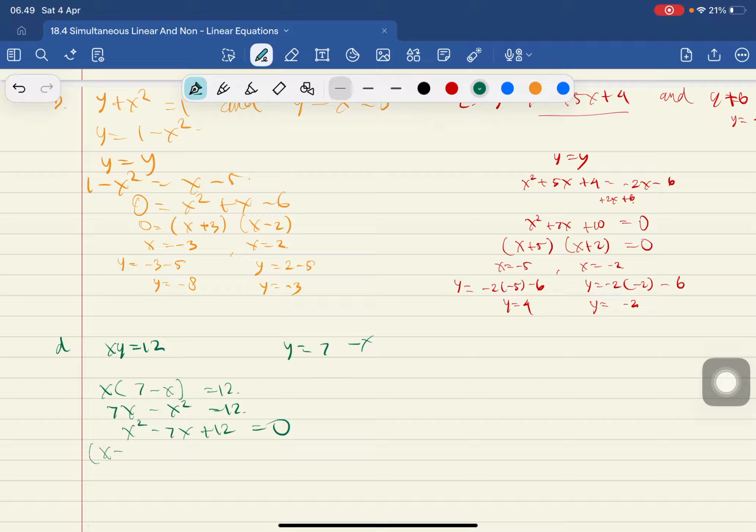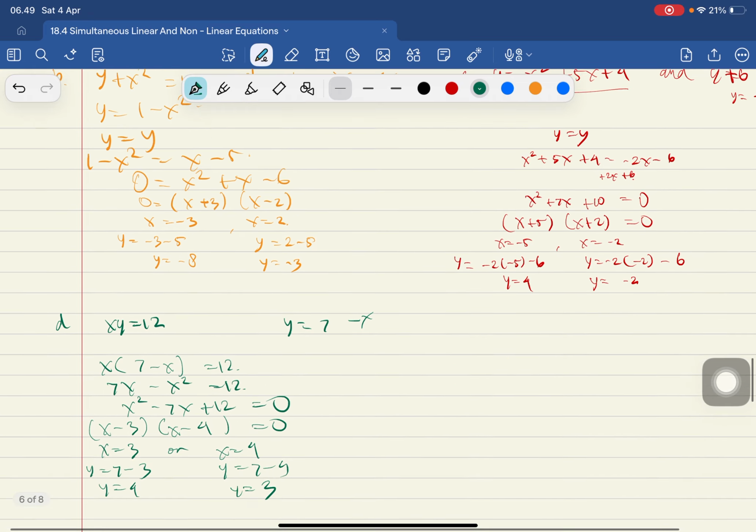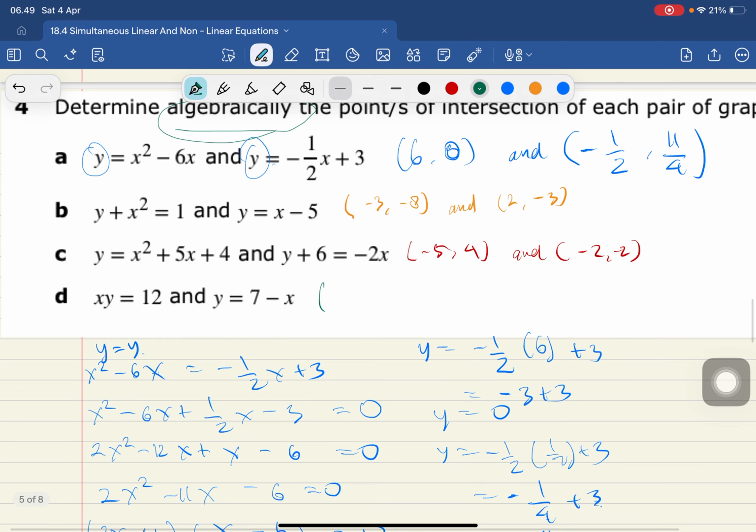Okay, we got x minus 3 and then x minus 4 when we factorize it. So we got two values, x equal to 3 or x equal to 4. Just substitute into y equal to 7 minus 3. So y equal to 4. And then y equal to 7 minus 4. So y equal to 3. Okay, we got these 2 points. First point is 3, 4. And the second point is 4, 3.